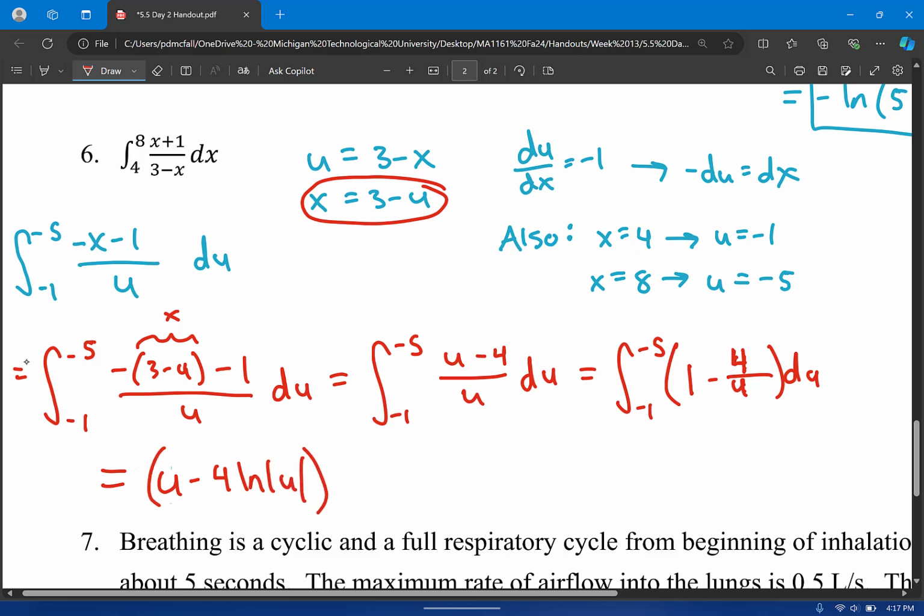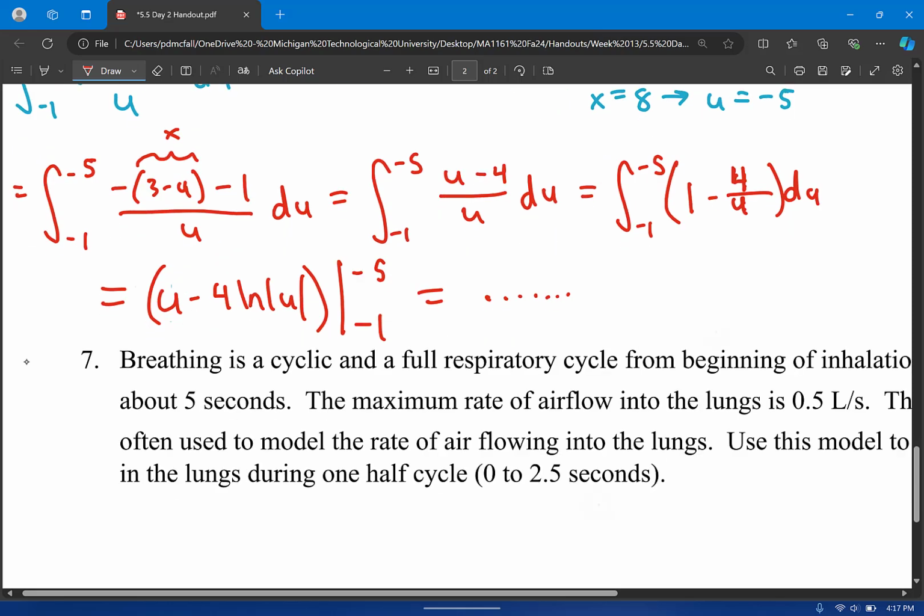That's my antiderivative. I'm going to plug in -5, plug in -1. And I'll let you do the rest of that one, right? Because it's kind of plug and chug. Plug in -5 and plug in -1 and subtract the 2. All right, so that one was a little longer to solve.